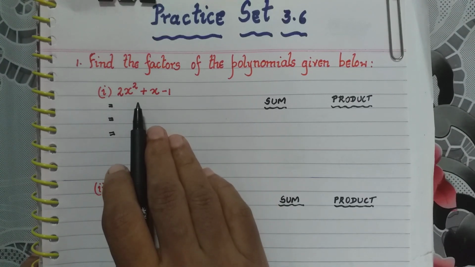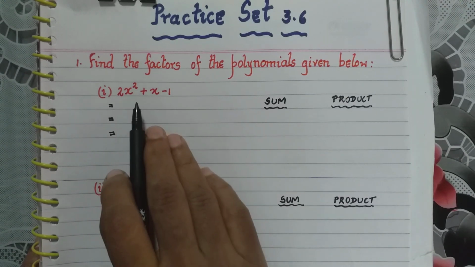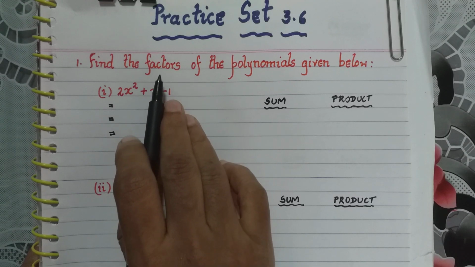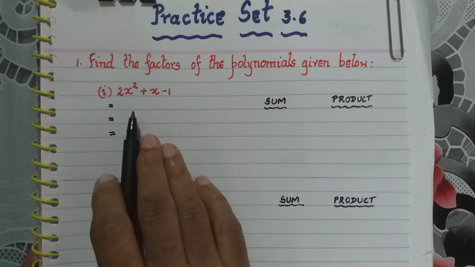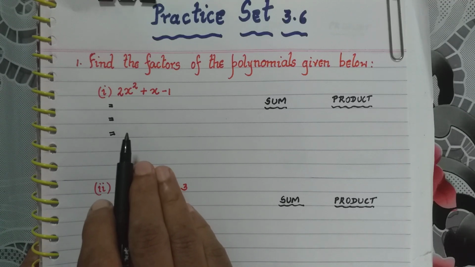term. Now what we are doing is we have to split this middle term. Middle term is nothing but the term with the variable raised to 1. We have to split this into two parts. Let us see why further.